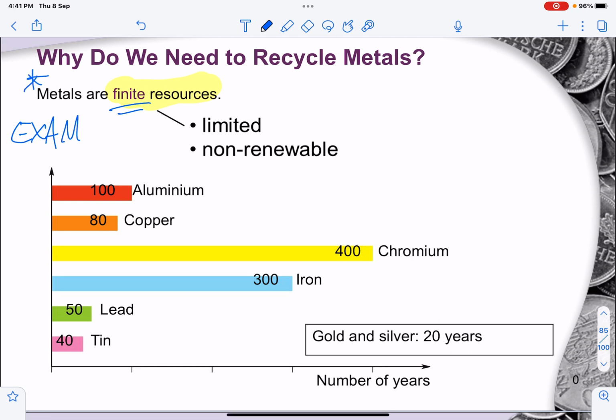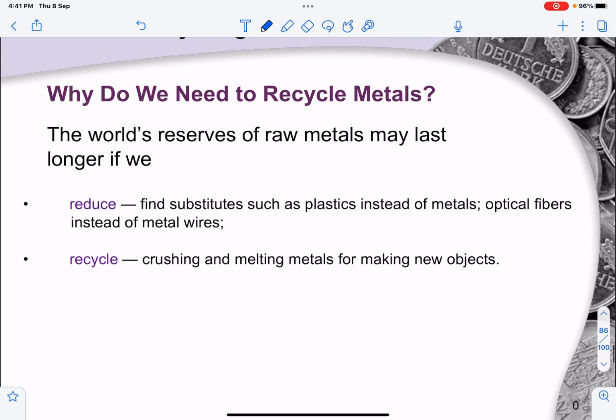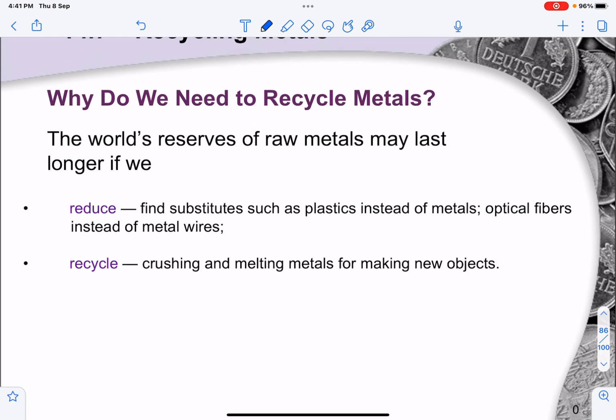resources. So being finite resources, they will tend to be limited, non-renewable. In other words, they will run out in a matter of time. Or the time for it to actually be replaced is more than the time that we use the items. So the world reserve of raw materials may actually last longer if we reduce, which is, for example, to find a substitute instead of using metal.